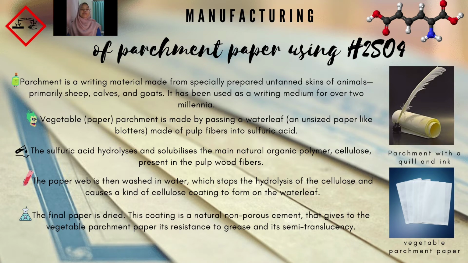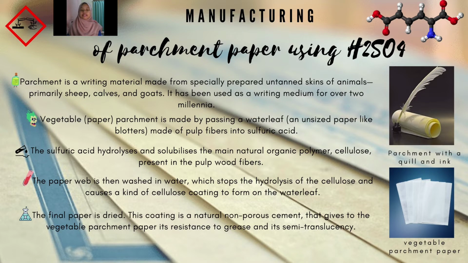Next, we move to the manufacturing of parchment paper using sulfuric acid. What is parchment? Parchment is a writing material made from specially prepared untanned skin of animals, primarily sheep, calves, and goats. It has been used as a writing medium for over 2 million years. Vegetable parchment paper is made by passing a water leaf made of pulp fibers into sulfuric acid.